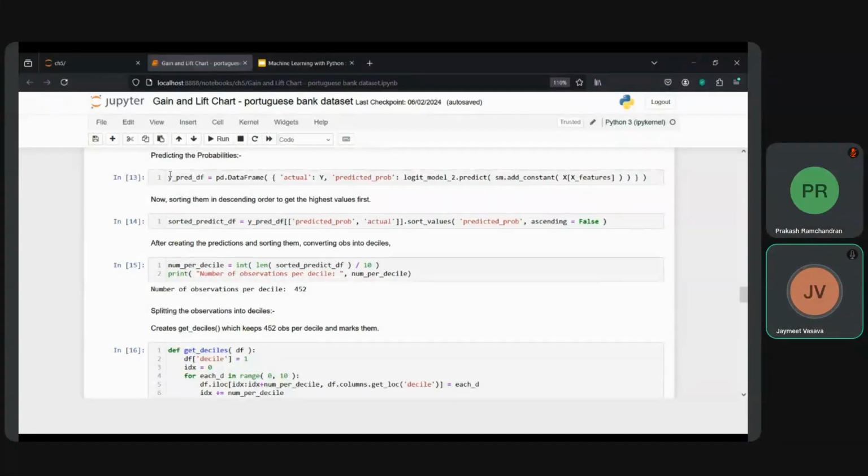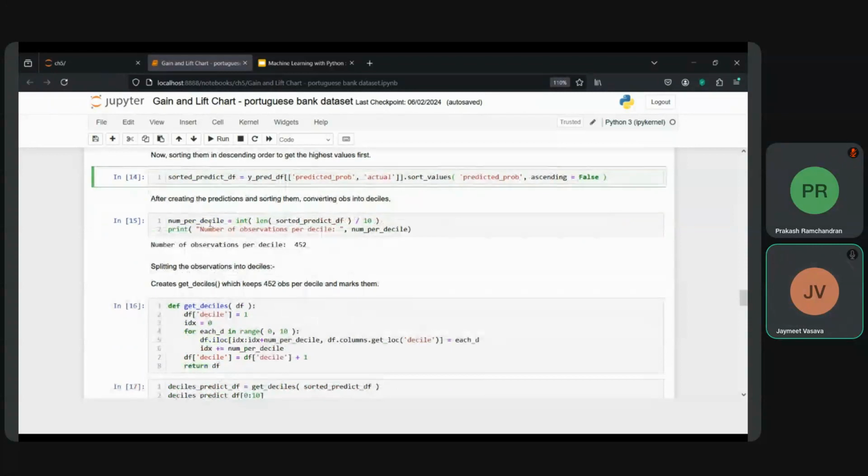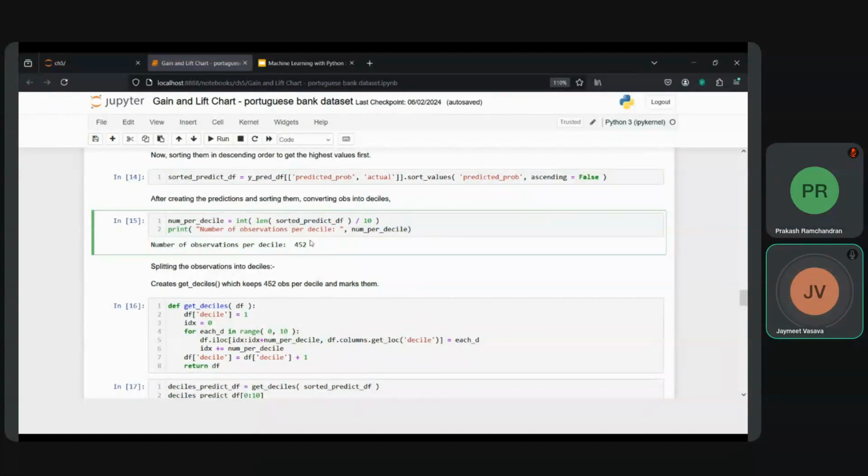Now we will create the predictions, with the actual Y values and the probability values given by the model, and sort it in descending order. After sorting in descending order, we quickly check the number of observations. We divided the dataset into 10 parts, so each decile will contain 452 observations.